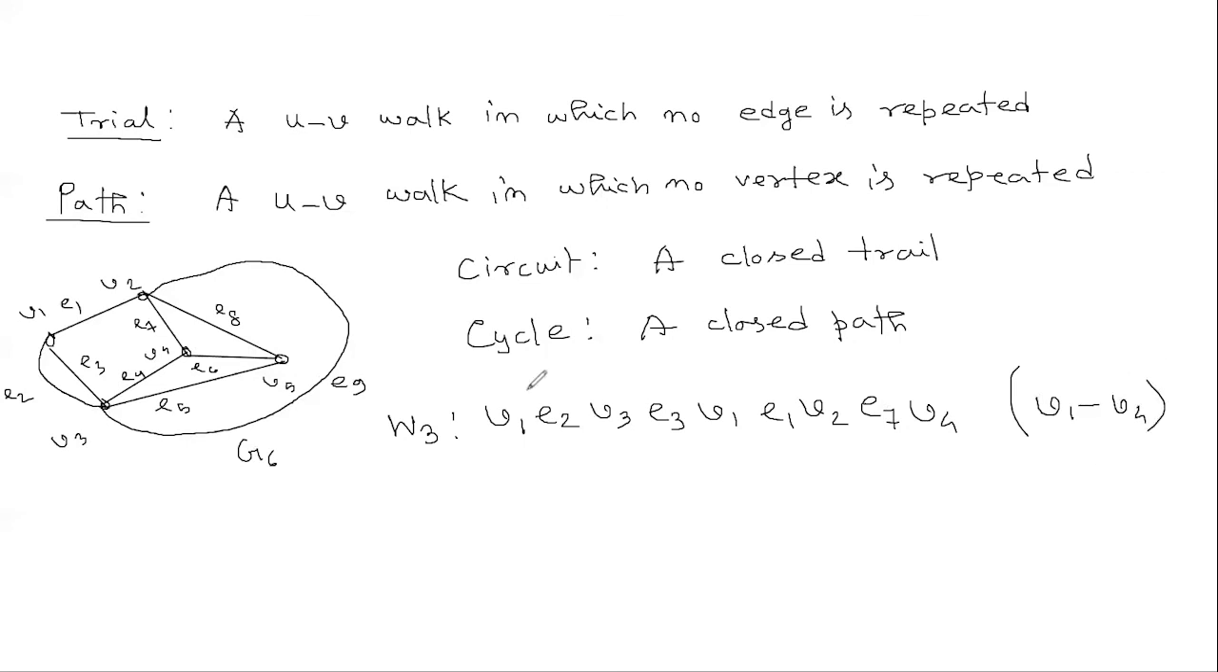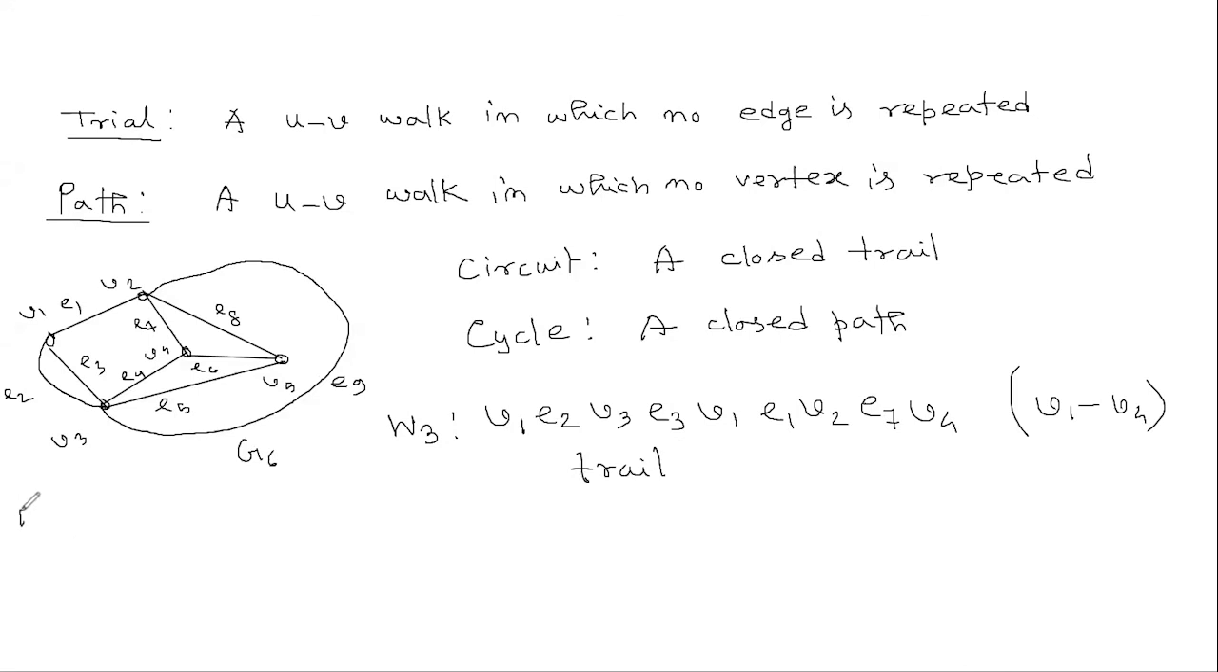Here we can see V1 is repeated. The vertices are repeated, but all the edges are distinct edges. We have E2, E3, E1, and E7. So W3 is a trail. And this is not a circuit because this is an open trail where V1 is not equal to V4. The initial and terminal vertices are not same, so this is just a trail.